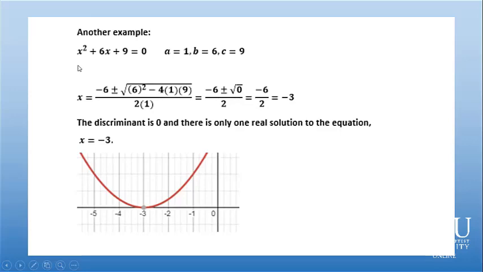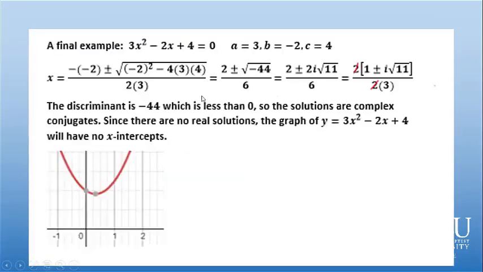And if you graph y equals x squared plus 6x plus 9, you get a parabola that does indeed have only one x-intercept at -3. We call this turning point of the parabola, where it changes from decreasing to increasing, the vertex of the parabola.